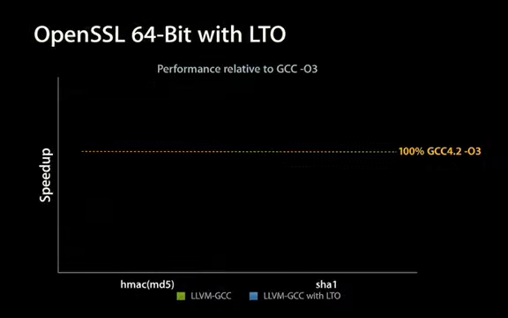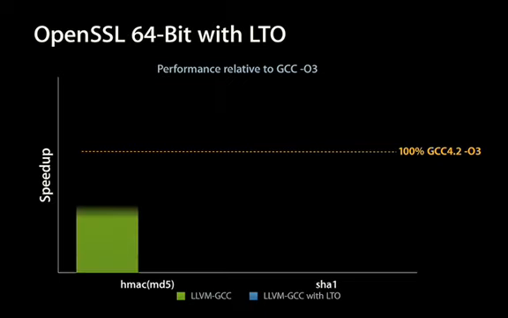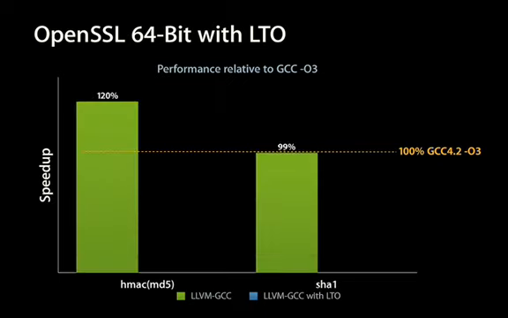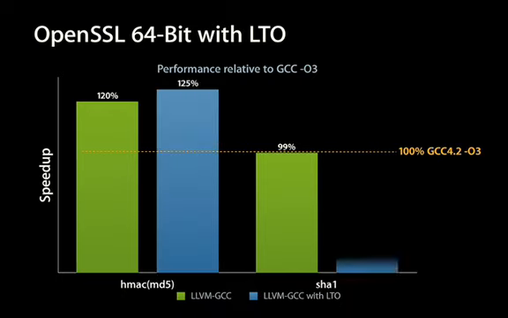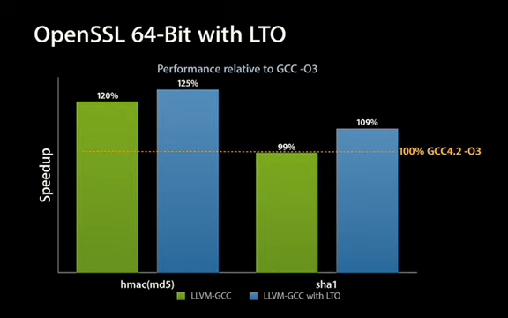Well, let's see what LTO can do. Take a look at the OpenSSL example. Here, we're looking at 2 data points. In one case, LLVM GCC already does quite well. It's 20% faster. In another case, it's behind GCC by 1%. With link time optimization turned on, the first case got even faster, 5 additional %. The second case got 10% faster. It turns a slight loss into a win.